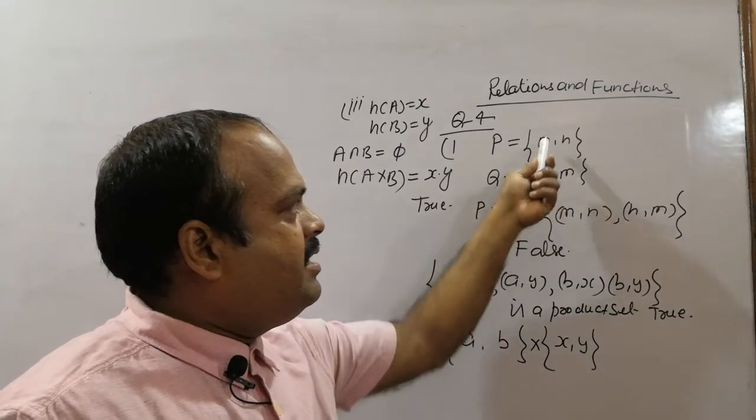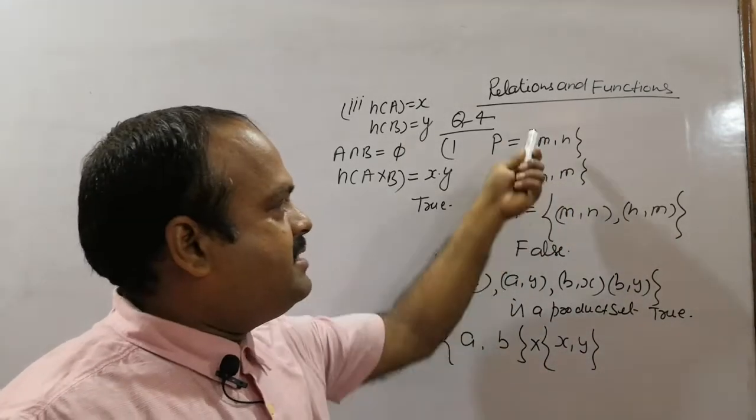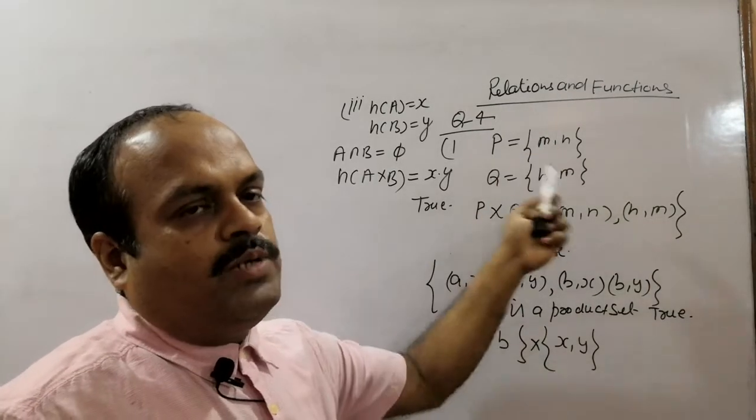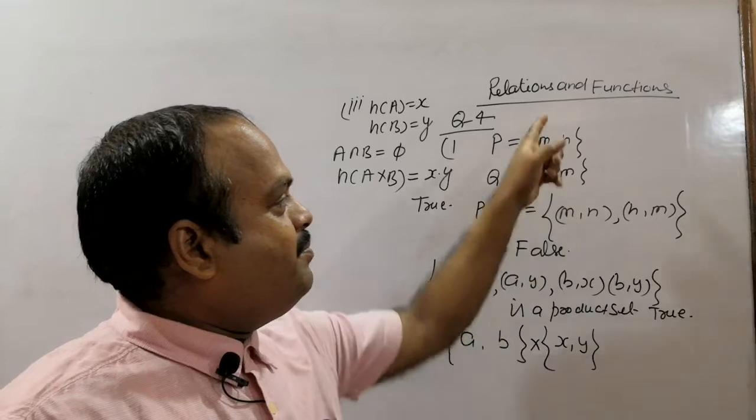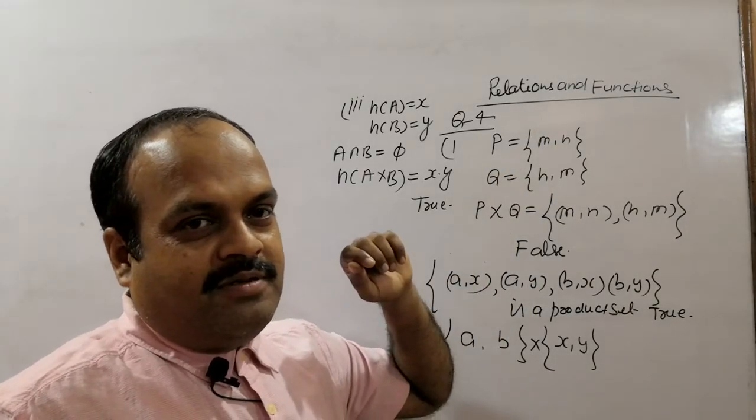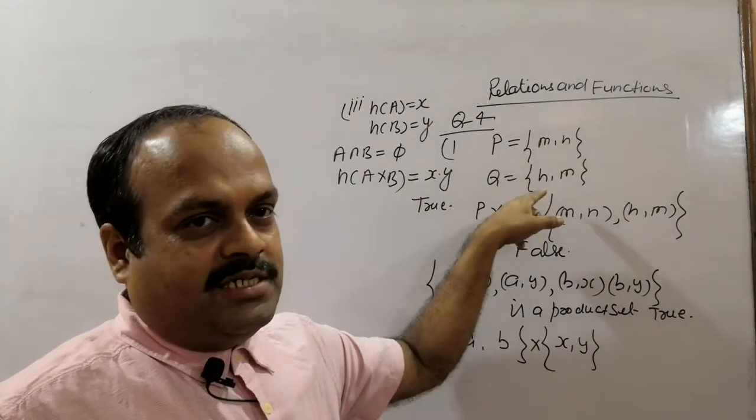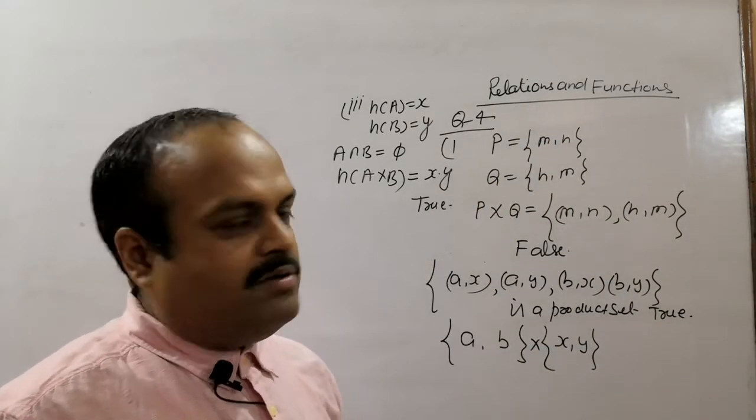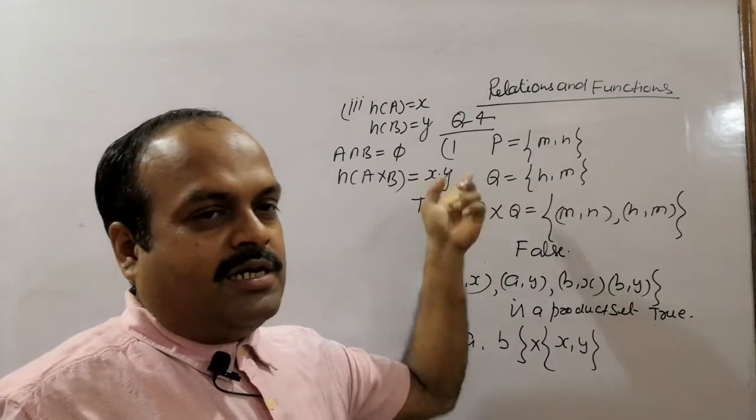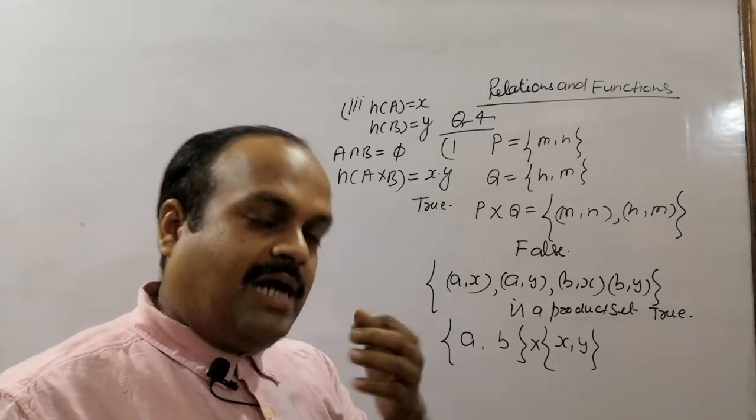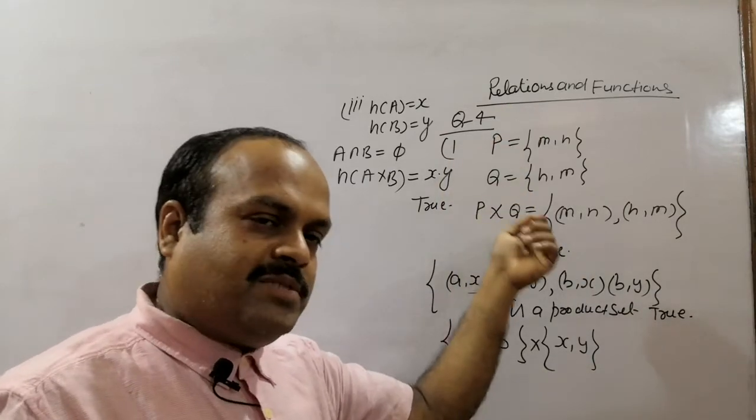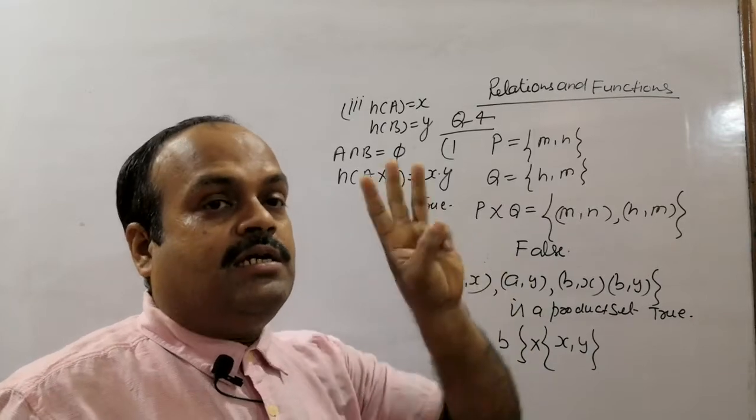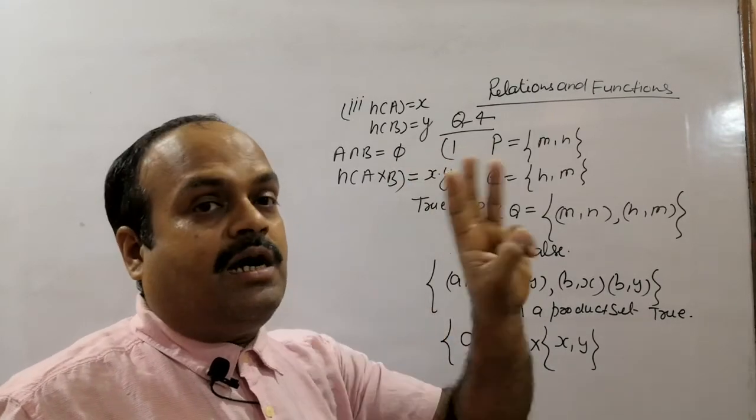Here you see that in this first statement P cross Q has 2 elements, but P and Q are not disjoint sets because one element is common in them. Therefore, when we get the Cartesian product of set P and set Q, we will actually get 3 elements in it, 3 ordered pairs.